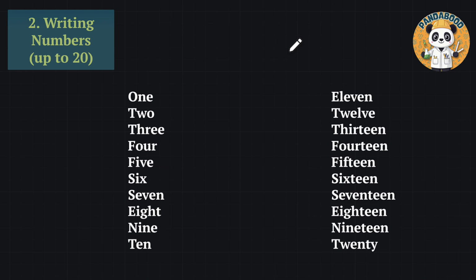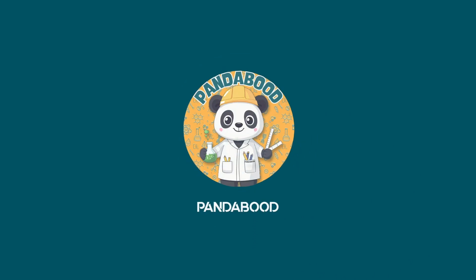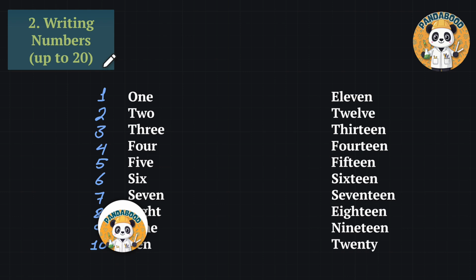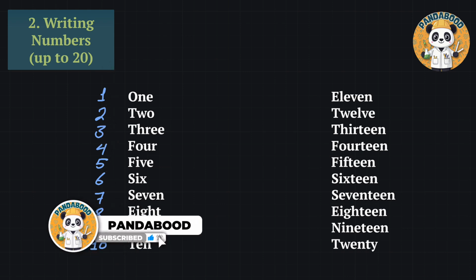Today we will be talking about writing numbers up to 20. So in math, instead of using words, we use symbols to represent numbers as follows. So 1 is written like this, 2, 3, 4, 5, 6, 7, 8, 9, 10. Here you can see how it's written using symbols, and here is written with words.